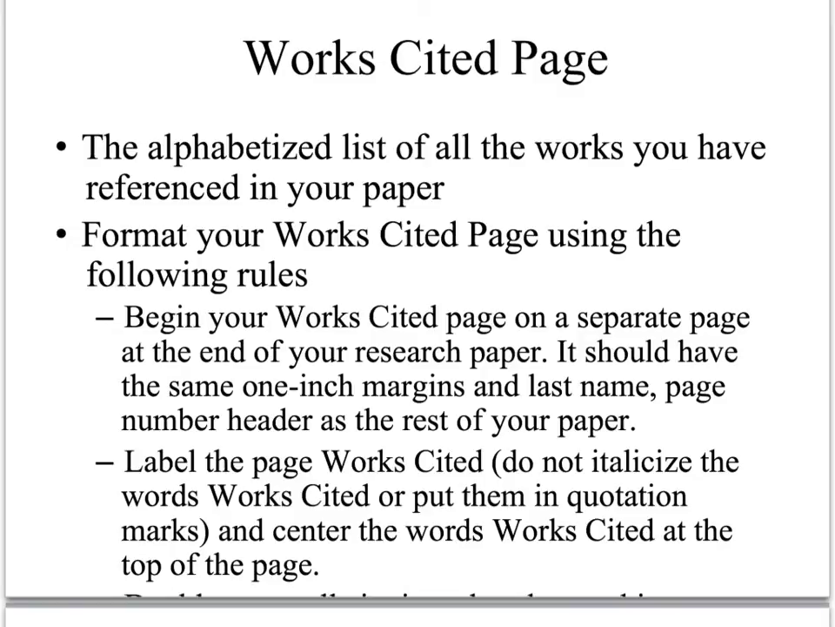The works cited page, we've talked about it a little bit already. It's the alphabetical list of all the works you've referenced in your paper. Format your works cited page using the following rules. It's pretty basic. You want to begin your works cited page on a separate page, not on the last page, but start an entirely new document. 1-inch margins, last name, page number, heading, all that same stuff. Label the works cited page. Do not italicize it or put it in quotation marks. Just call it works cited page.